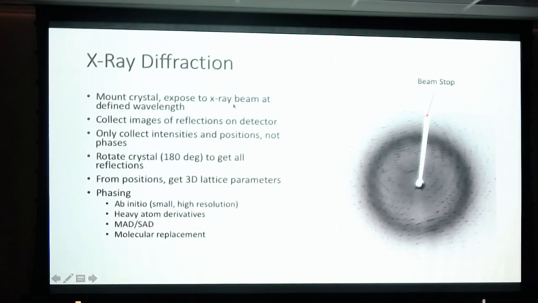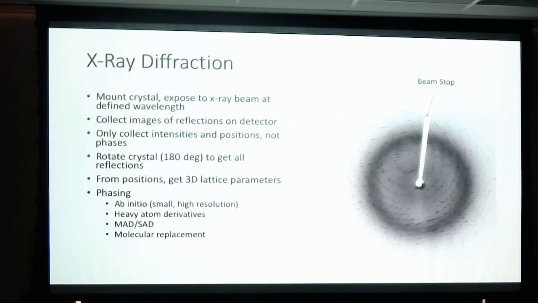Expose it to an X-ray beam at a defined wavelength, usually at a synchrotron nowadays, and collect some images of reflections on a detector. Then you rotate the crystal while you're collecting, so you get all the reflections. And then from these positions, you can get 3D lattice parameters.